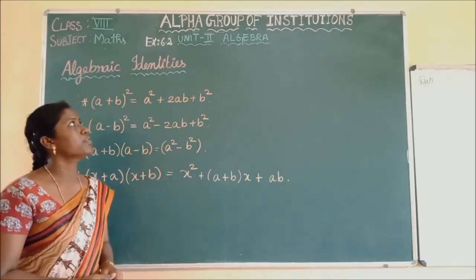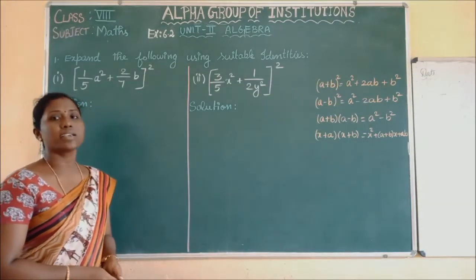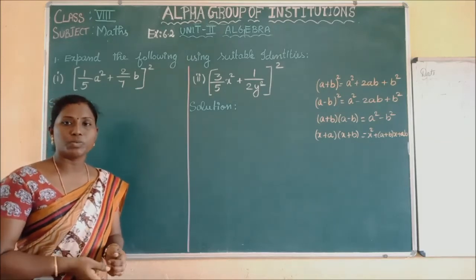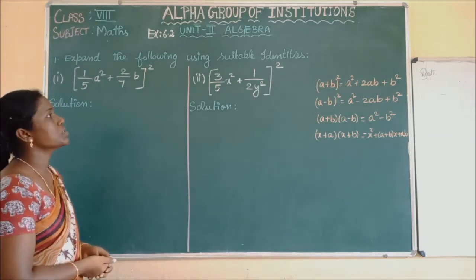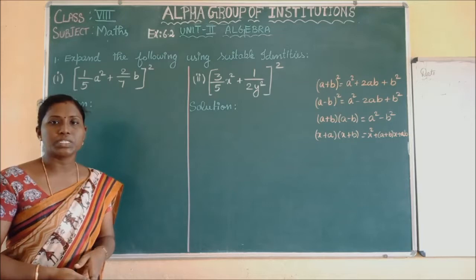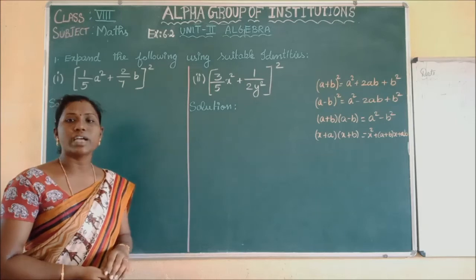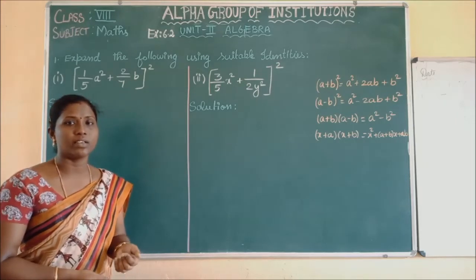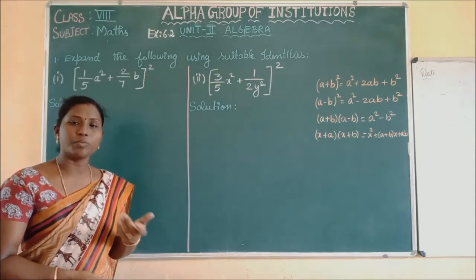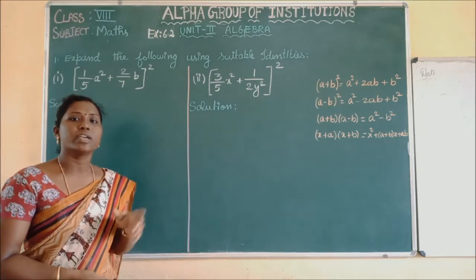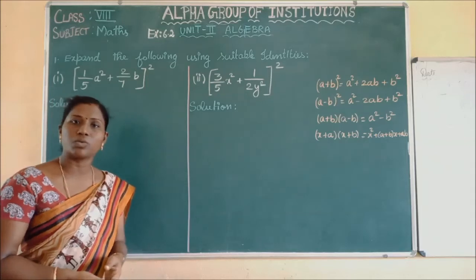Okay children, so now we will solve the problems in exercise 6.2. We are going to solve the first problem. See children, expand the following using suitable identities. They are given in the question clearly: expand the following using suitable identities. They mentioned the word identities, so you know that we have to use the identities. Apart from this, whenever you are solving algebraic problems, if you see a problem to expand or simplify in a form where we can use an identity, we have to connect it with the suitable identity and solve.